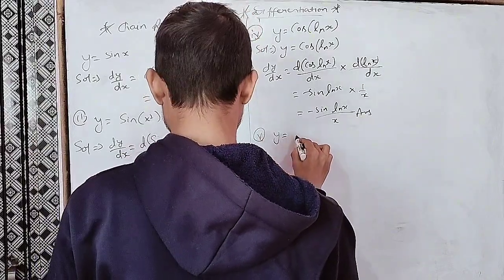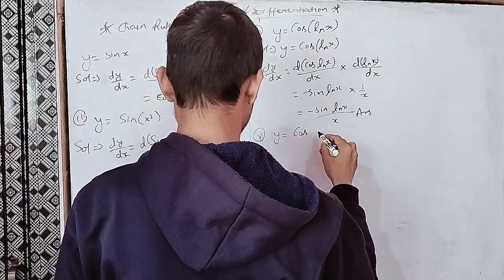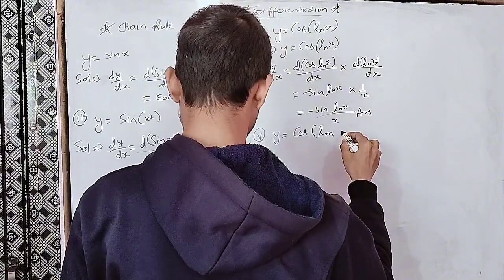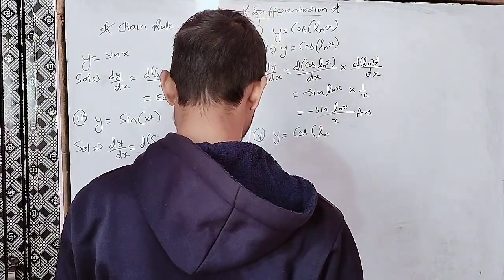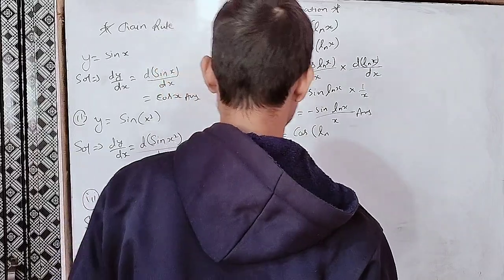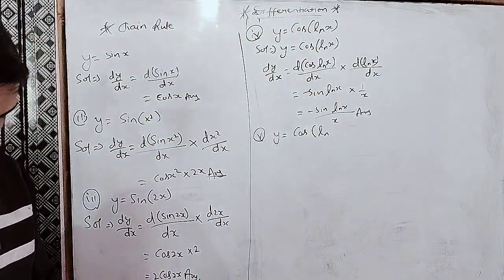Next, we have y is equal to cos ln x sin 2x. We have done this.